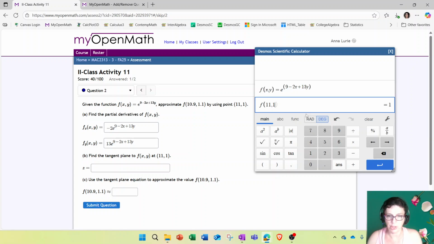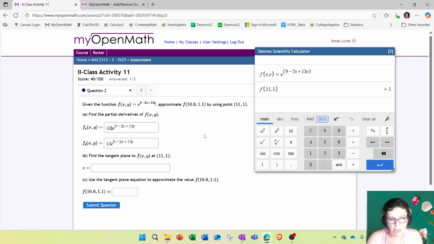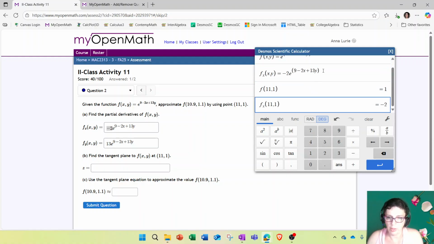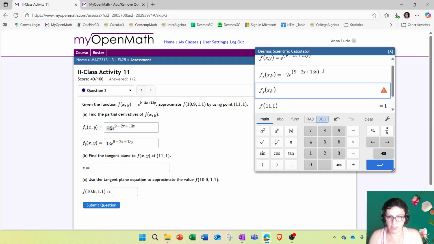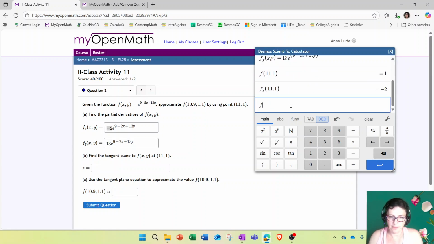So that's the original function, okay? Then we want to plug into the partials, which are different from the original function in that they have these constant multiples. And so we're just going to multiply them, right? So fx at 11, 1 should just be negative 2, right? So if I put fx here as negative 2 multiplied by whatever that is, that should just give me negative 2. And then fy will be the same thing, but 13 multiplied by that e function, right? So then fy at 11, 1 will be 13.